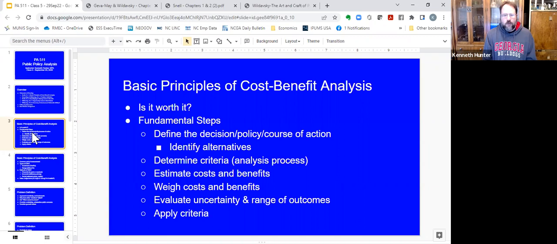Once you have an idea of what the policy is that you're trying to recommend and you have identified the alternatives, then of course, you need to determine the criteria. How are you going to go about conducting the analysis? This is something that you really have to think about. It's not as simple as simply weighing the cost to the benefits. It's saying to yourself, how do we approach it?